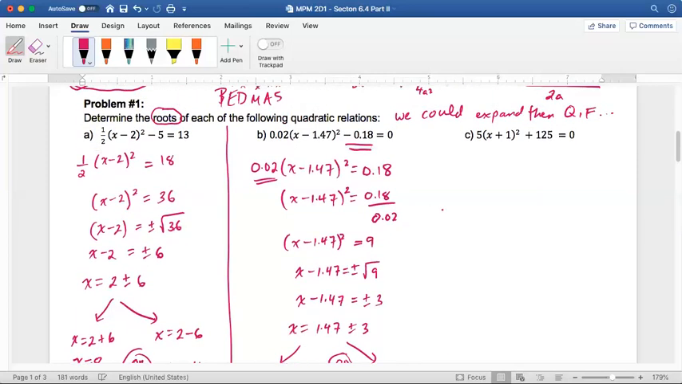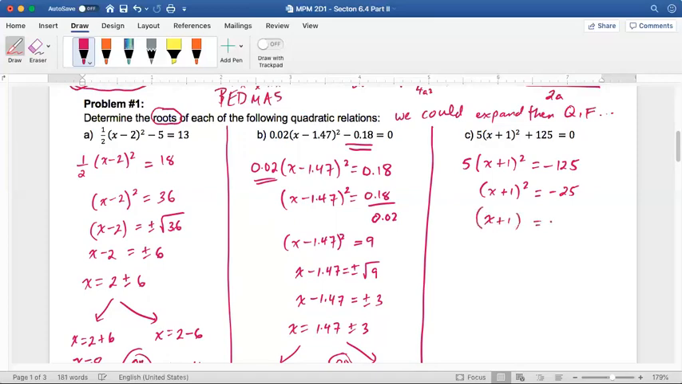And last and not least, this last one here, we can do exactly the same thing. So (x plus 1) all squared is equal to negative 125. We'll divide both sides by 5. And negative 125 divided by 5 is negative 25. And now when we go to find the square root of this one, we're going to get plus or minus the square root of negative 25, which has no solution.